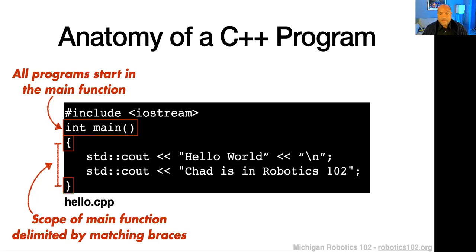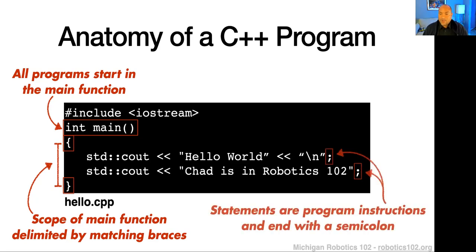Within that main function, we can put in a number of statements, and in this case we put in two statements. Each statement is a program instruction. Statements always end with a semicolon. That tells the compiler we have made this statement, it's done, let's move on to the next statement.